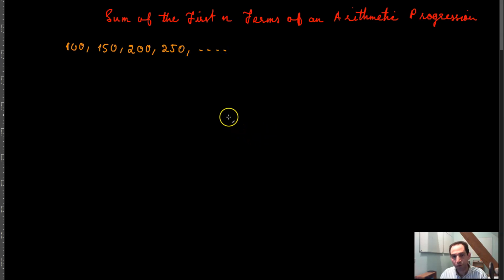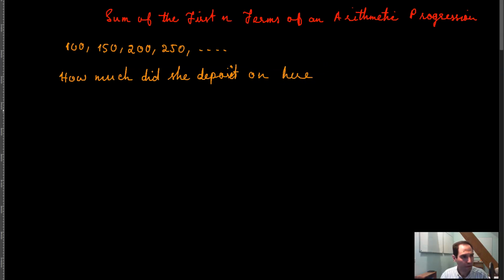Then again after 1 year she increased this by 50, so she deposited 200, 250, and so on and so forth. So the questions that we were trying to answer before were along the lines of, for example, how much did she deposit on her 10th birthday?